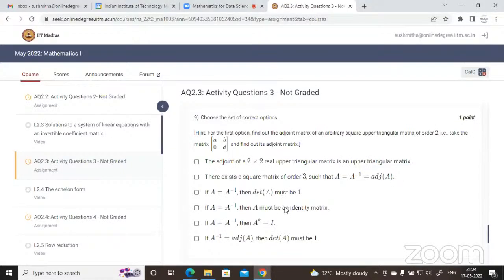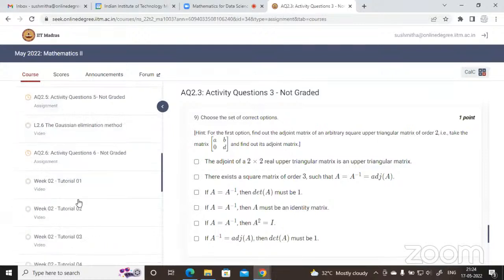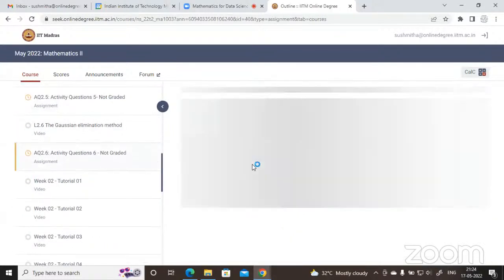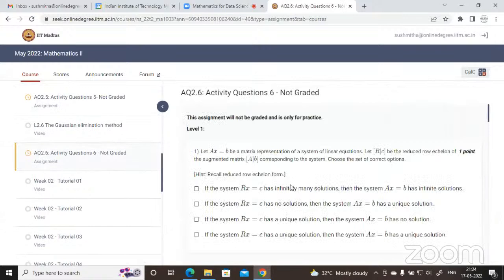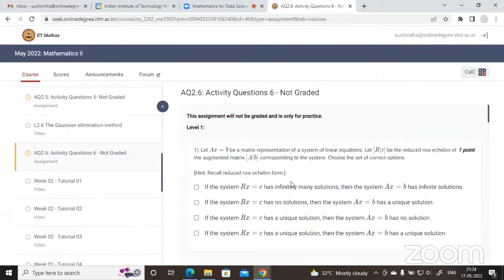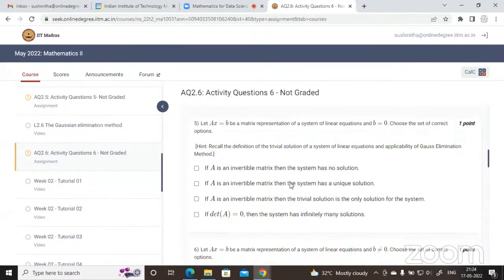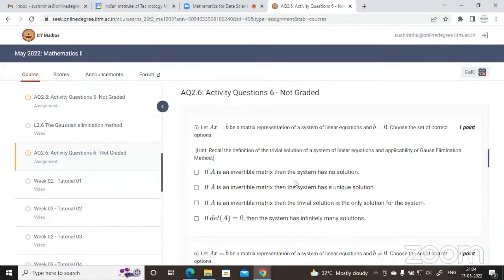What other? Activity question 2.6. Questions 5, 8, and 9. In question 5, there is a third option. Ma'am, can you explain this one? I could not understand in lecture also.